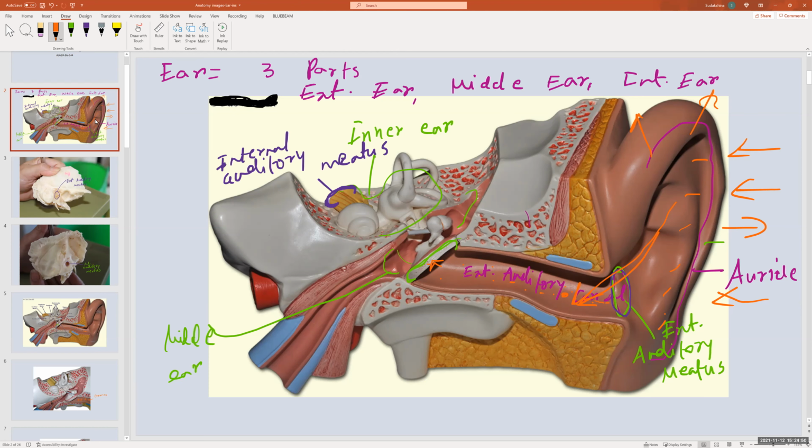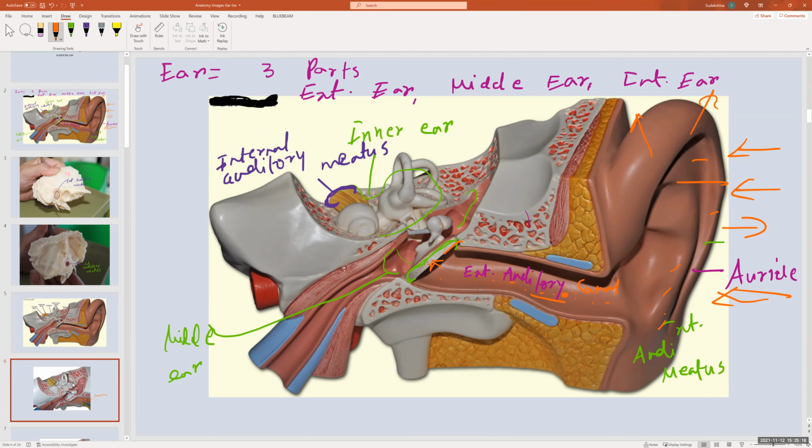Okay, so from here until here, all of that is external ear, structures of the external ear. Okay, so here, auricle, auditory canal, and tympanic membrane, which is within here.